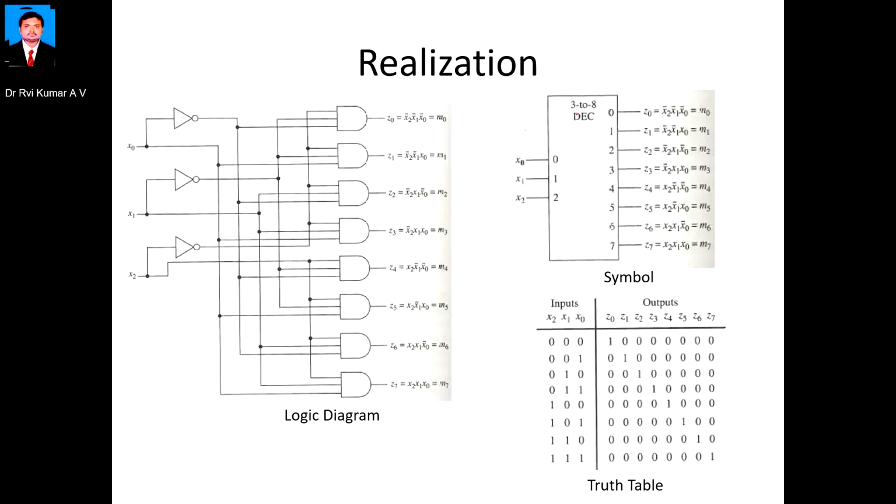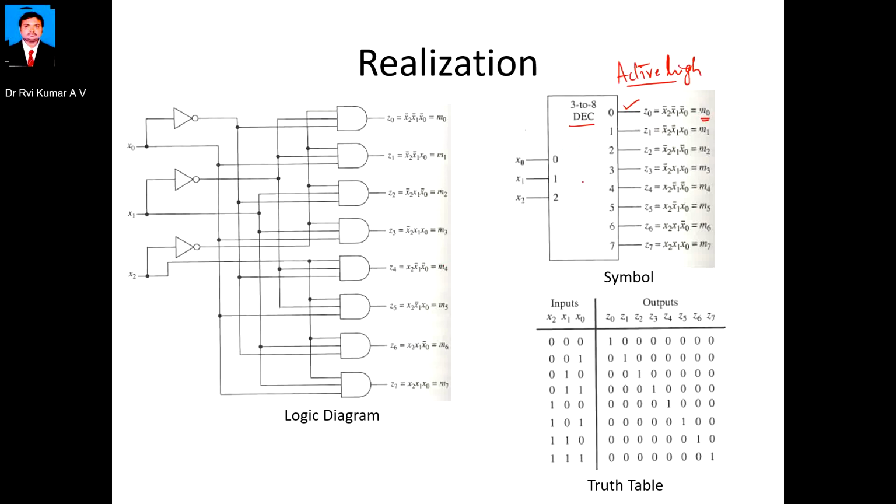Let me discuss the 3 to 8 decoder. Remember, we have 3 inputs and 8 outputs. Always the output starts from 0 in the decoder. That should be remembered. So here in the 3 to 8 decoder, I am considering an active high output. In this case, I am getting the outputs as minterms.